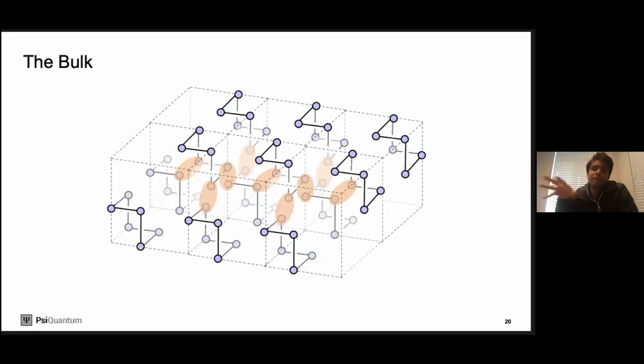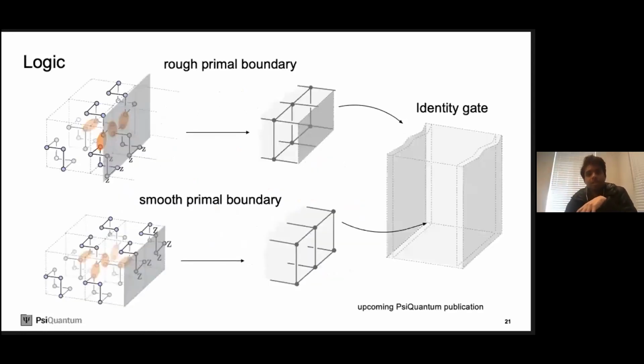But in order to perform gates, we need other features as well. And one such feature is a boundary. So this is what the bulk of the network looks like, what I just showed you. And in order to terminate the bulk at a boundary, we need to perform single qubit Z measurements. I won't go into the details here, but by performing single qubit measurements on some qubits, for instance, by performing some single qubit measurements here, you can get a rough primal boundary.